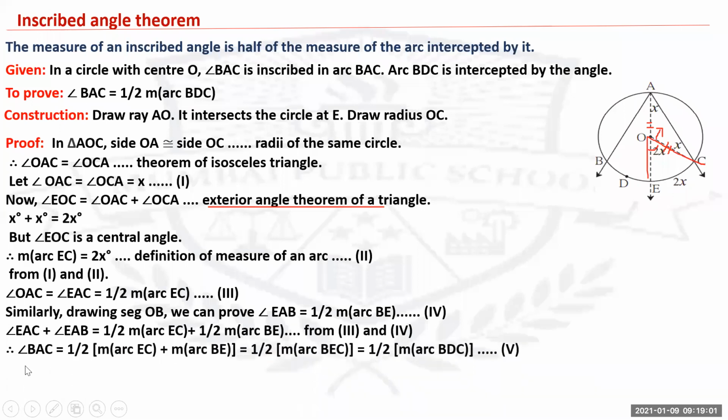So you'll get angle BAC equals half times the measure of arc EC plus the measure of arc BE. When you add these two arcs, you'll get the measure of arc BDC. So that equals half the measure of arc BDC.